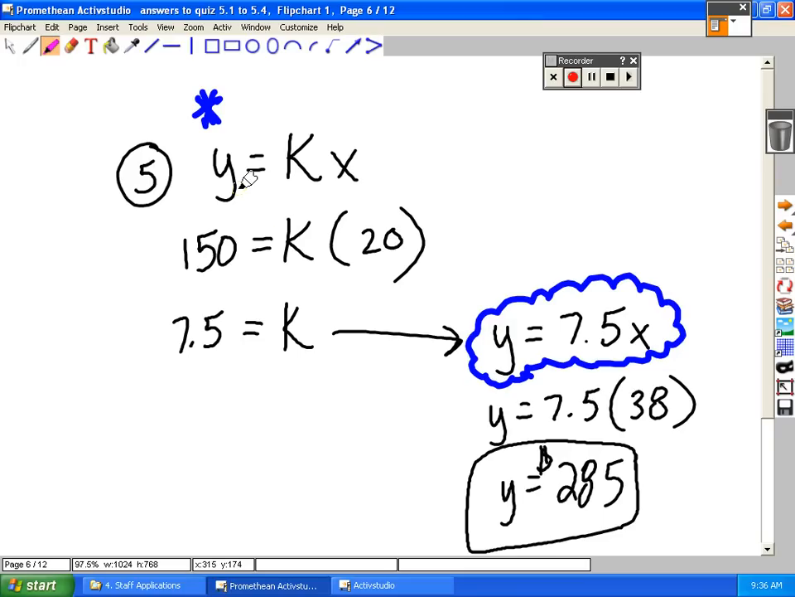Number 5, it says that y varies directly with x. So the first thing I do is make my direct variation equation. I plug in the information I have, 150 for y, 20 for x, and you get k equals 7.5. You didn't have to do this, it didn't say as one of the answers to write the equation, but the equation would be y equals 7.5x. So then I can use my equation to answer the question it asked me. It gave us the information of 38, how much money if x was 38, so you plug in a 38, you multiply by 7.5, and you get $285.